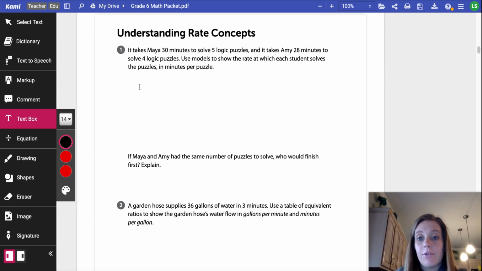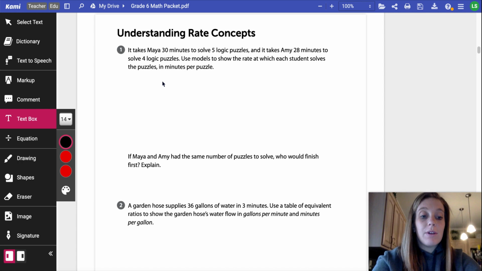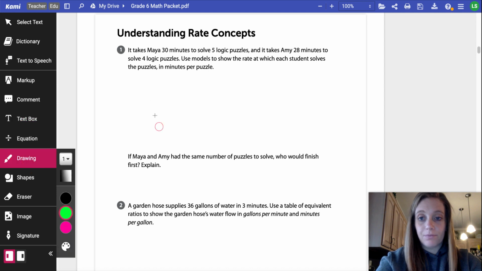Let's get started. So number 1, it takes Maya 30 minutes to solve 5 logic puzzles, and it takes Amy 28 minutes to solve 4 logic puzzles. Use models to show the rate at which each student solves puzzles in minutes per puzzle. So with these models, we've learned lots of strategies this year. The easiest model to do is a ratio table.